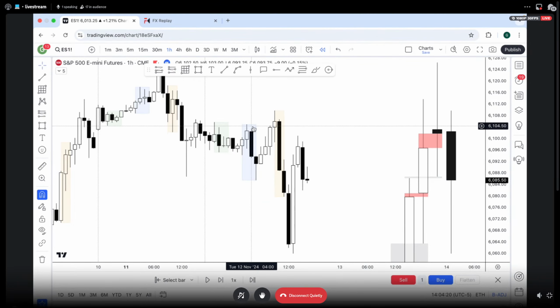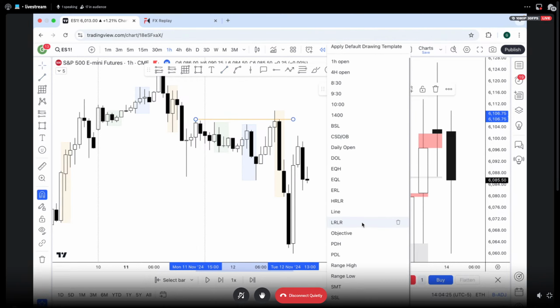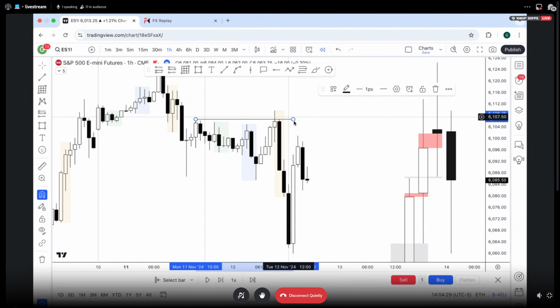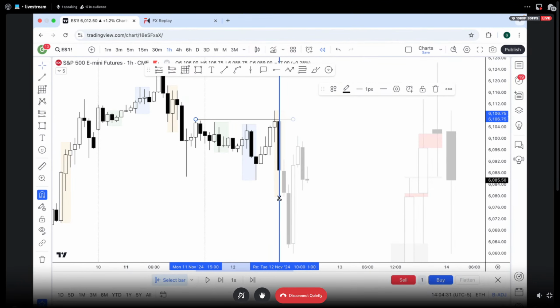So do you see these highs here? I'm not trading away from that. So I need to see a manipulation of these highs. So that's what we get, right? So this is when I can trade.